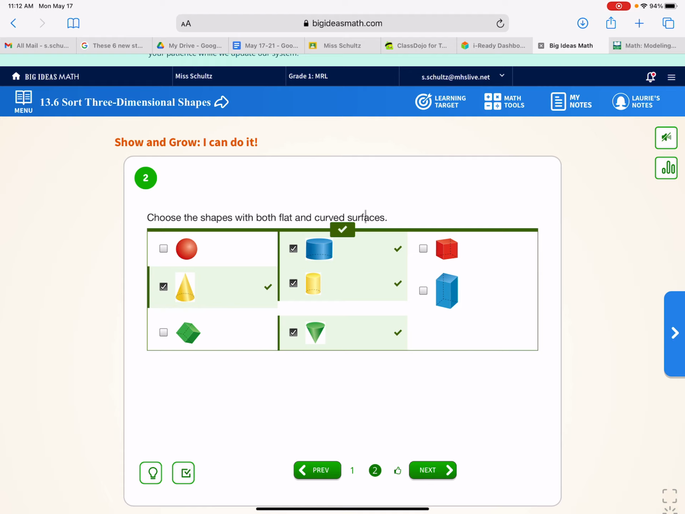So it's very important to read your directions on this example because it's going to have different directions on each shape problem. I'm going to ask you for no curves. I'm going to ask you for no flat surfaces. You just have to pay very close attention to the directions.